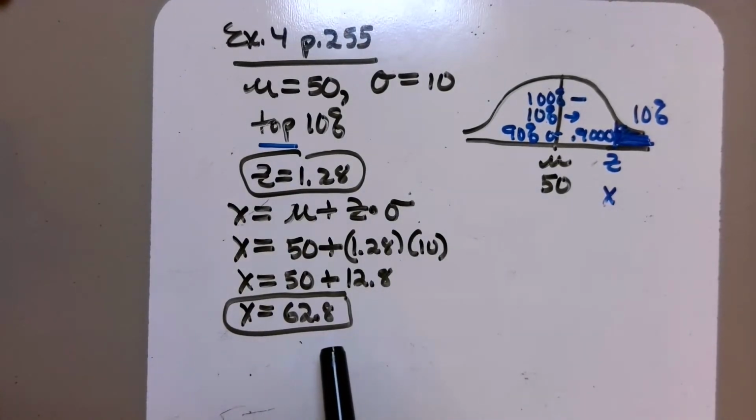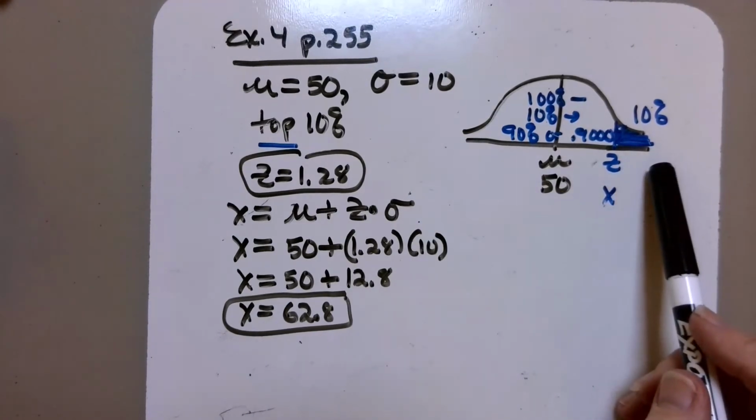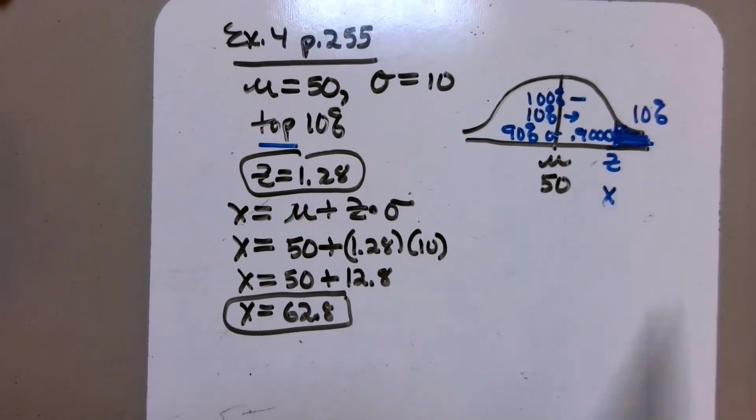Now, maybe you can't score 62.8 on a test. Maybe it would have to be 63, but they didn't tell us that. So we'll just keep it at 62.8. Anybody who scores that or above is eligible to be hired for, it sounds like, the California Highway Patrol, probably.